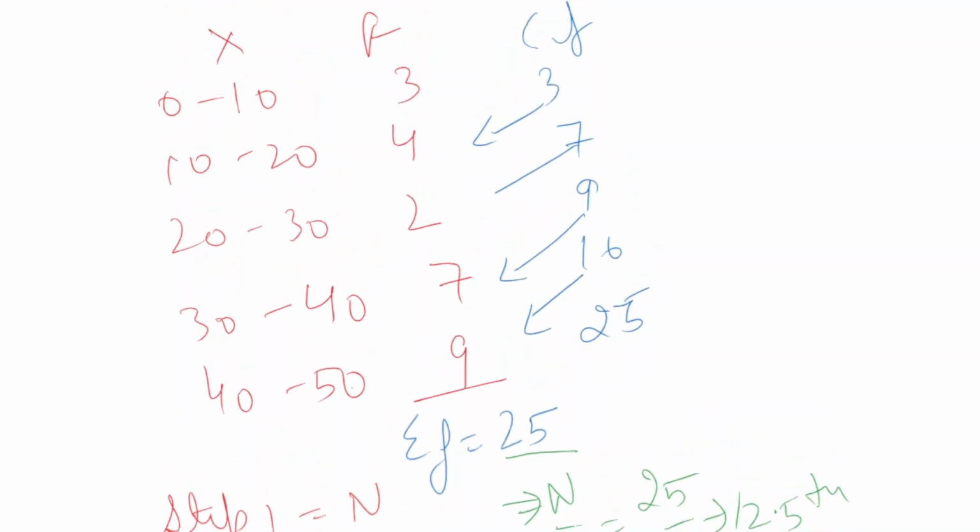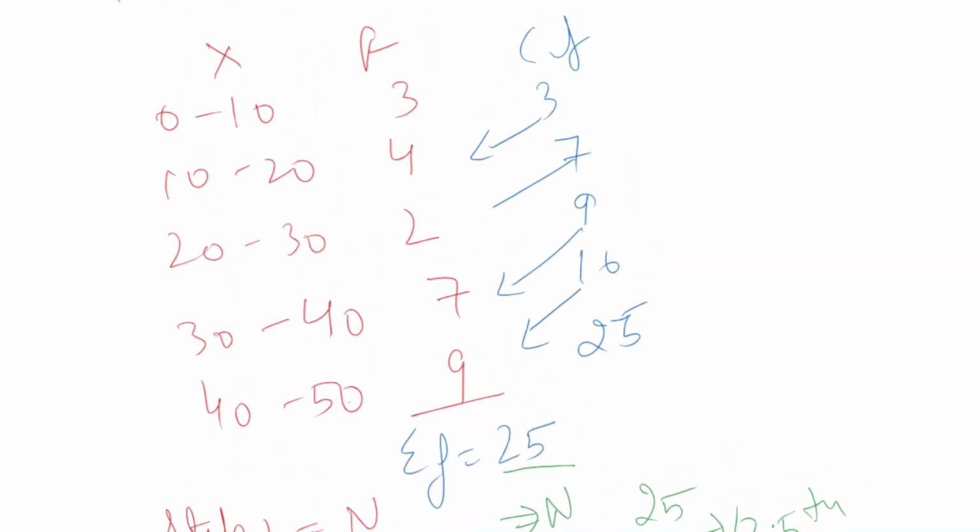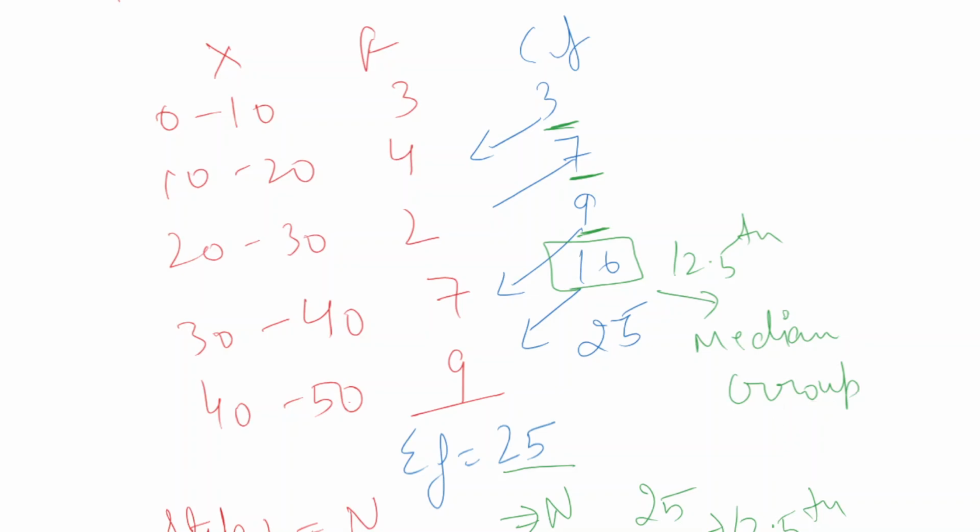Now follow the same approach which you followed in discrete value, that is 12.5. Here only 3 terms will come, here 7 terms, here 9, and here you will be getting your 12.5th term, right? So this is considered to be the median group, right? This is to be termed as the median group.